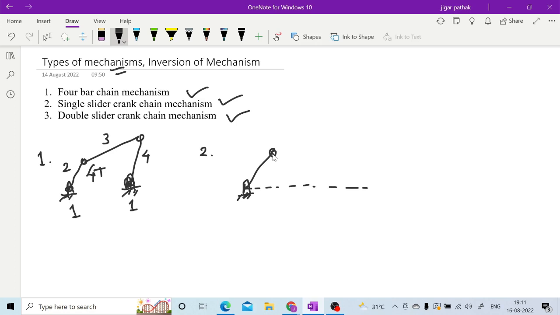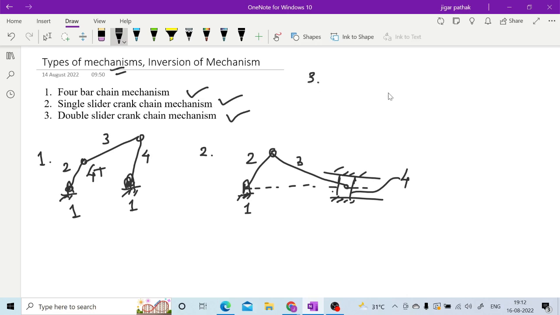Right, so here in case of this single slider crank chain mechanism, you are having this fixed cylinder or fixed link. Inside that your slider will slide or oscillate. So you are having this link 1, 2, 3, and this slider is the 4th link. So this is how you are having your second mechanism, that is single slider crank chain mechanism.